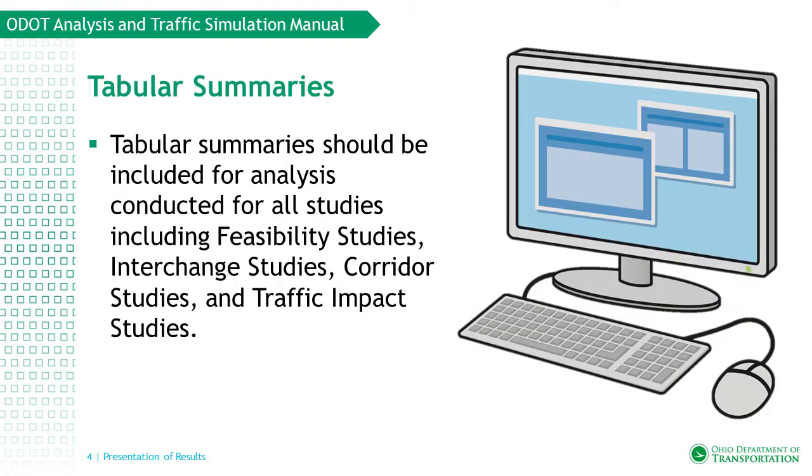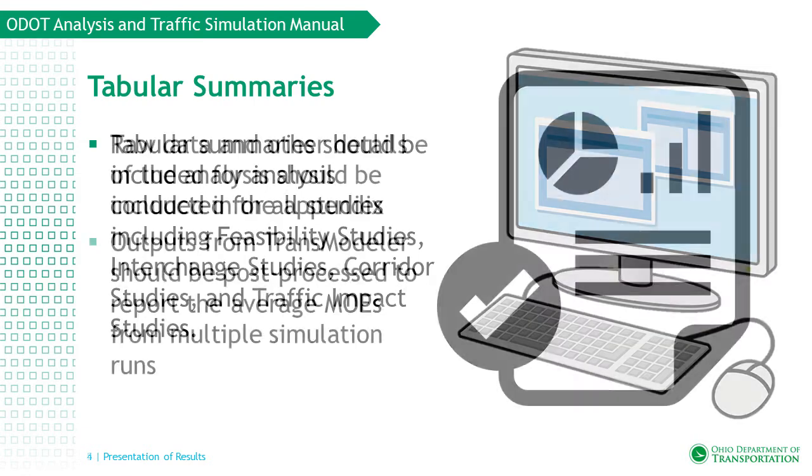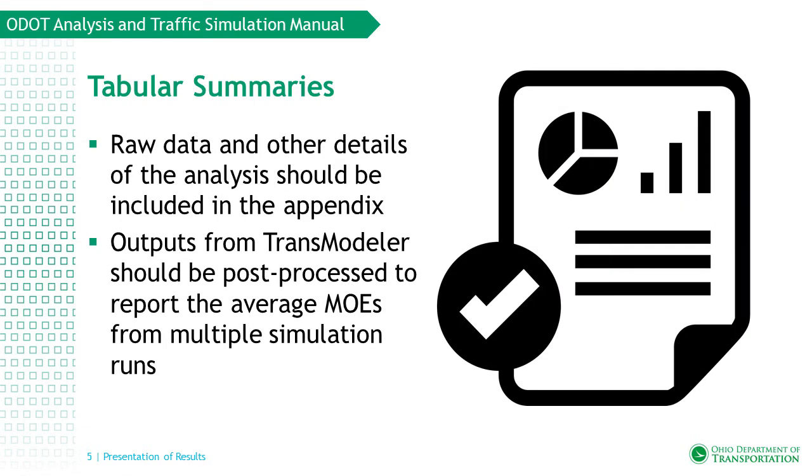Tabular summaries should be included for analysis conducted for all ODOT studies, including feasibility studies, interchange studies, corridor studies, and traffic impact studies. Tables are used to present summaries of the results of the analysis. Raw data from the analysis outputs and other details of the analysis should be attached in the appendices. The outputs from Transmodeler should be post-processed to report the average measures of effectiveness from multiple simulation runs.